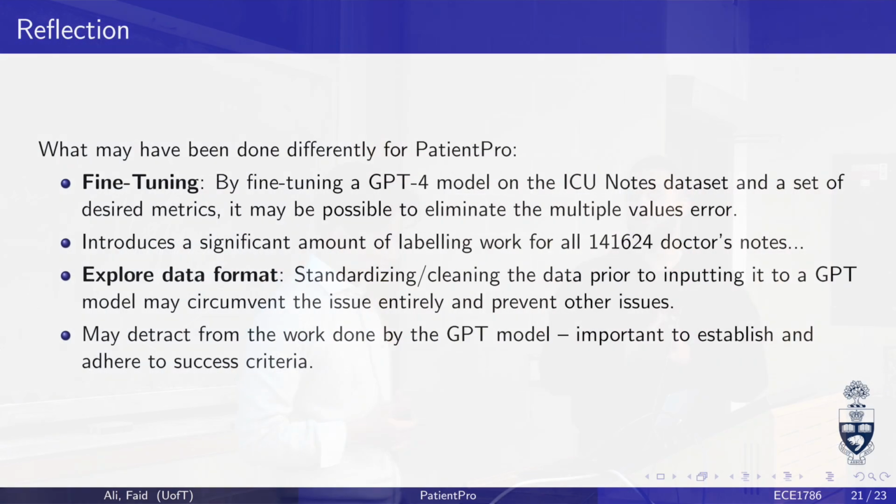What we would do better next time would be fine-tuning a GPT-4 model, given more time and more resources to actually label a lot more documents. That hopefully would solve that problem of multiple values throwing it off, or eliminate them entirely by cleaning up the data. And that would be all.